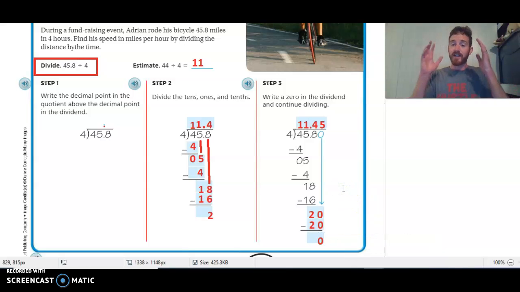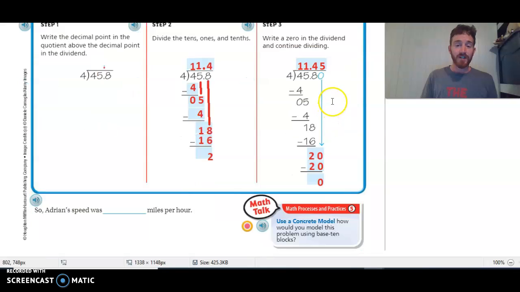We use this idea of if I place a 0 in the dividend and bring it down, I can keep going. If I needed to, I could put another 0 and another one and another one. Now, the examples we'll see won't have too many that have to do that, but that's the big skill we're working on here, okay? 45 8/10 is the same as 45 80/100, and it'll all divide evenly. We get an answer of 11 45/100 in this case.